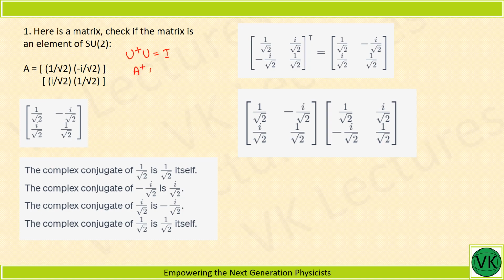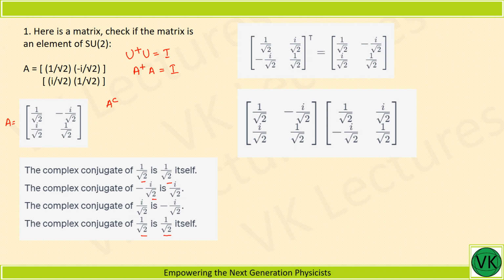A dagger A should be equal to I. Now this is our A, and what is A complement? A complement is the complex conjugate. The complex conjugate of 1 by root 2 is 1 by root 2. The complex conjugate of minus I by root 2 is I by root 2. The complex conjugate of I by root 2 is minus I by root 2, and the complex conjugate of 1 by root 2 is 1 by root 2.